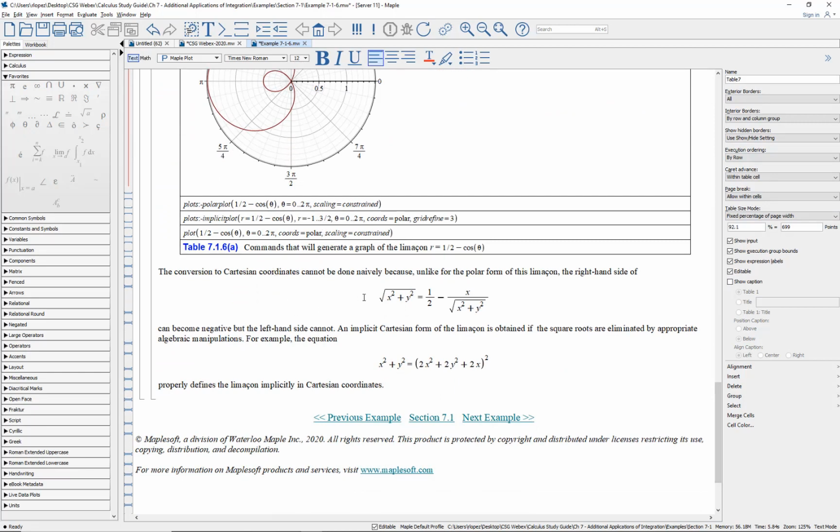And a final word is be careful when you convert from polar to Cartesian, because this is r. It's the square root of x squared plus y squared, and that's going to be positive. But the right-hand side can become negative. The appropriate way to convert is to multiply through by that square root and square both sides so that you get an expression that hides that minus sign. This would then correctly draw the limaçon in Cartesian coordinates.